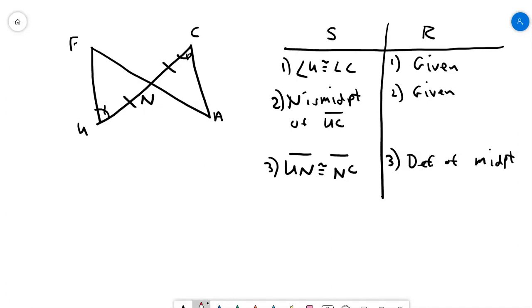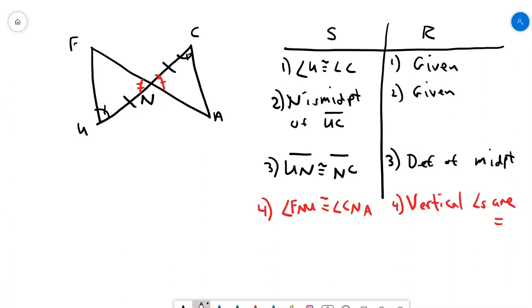And what I'll do is I'll look at these two angles in the middle here that are actually congruent to each other, and I'll mark them off as congruent. Now let's be accurate. It's angle FNU congruent to angle CNA. Do you see why they're congruent? They're vertical angles. So if two angles are vertical angles, then they are congruent.